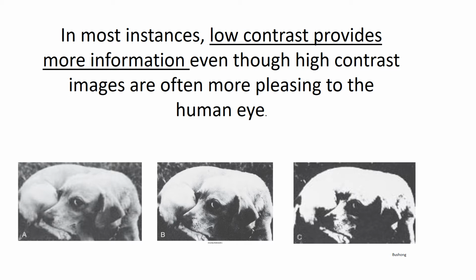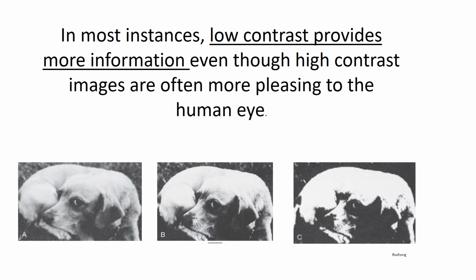As far as contrast is concerned, in most instances, when we look at a radiograph or even look at a picture, low contrast provides more information, even though the high contrasting image is often more pleasing to the eye. So when we look at the dog down below, we can see that A gives us a lot of variations in the amounts of gray in this photograph of this very cute little dog here.